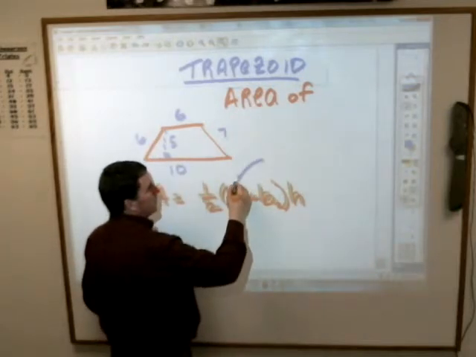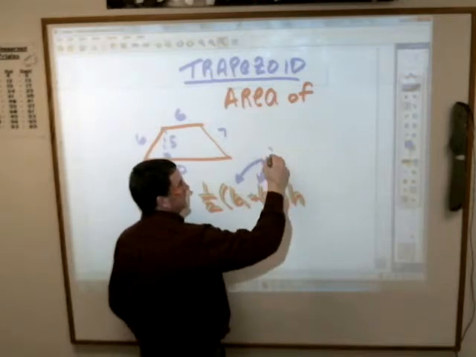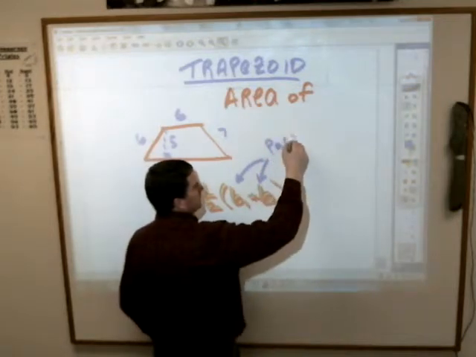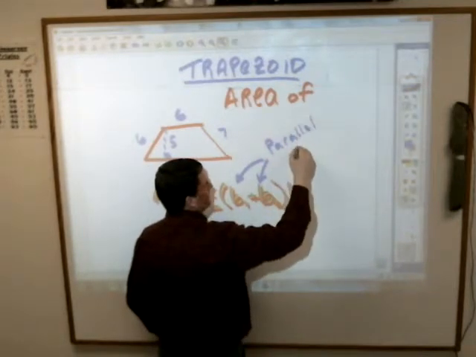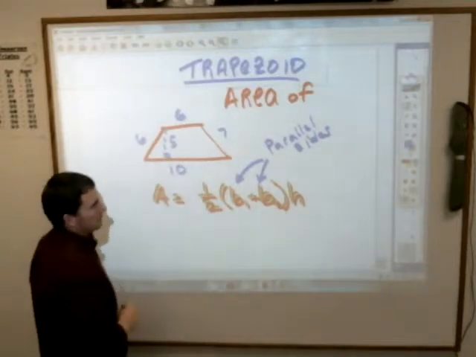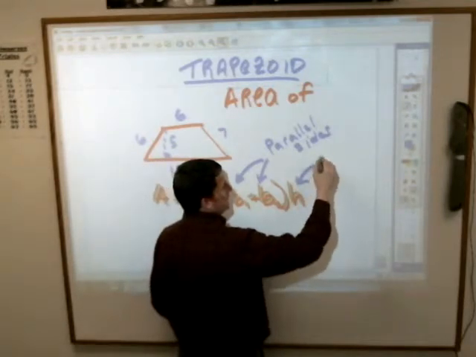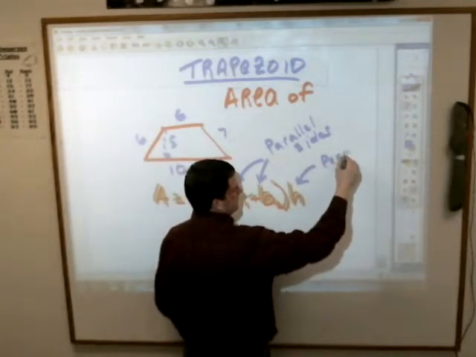Base 1 and base 2, put little arrows there, those are the two parallel sides. And it doesn't matter which one you call which one. And then the height is obviously the perpendicular line to the sides.